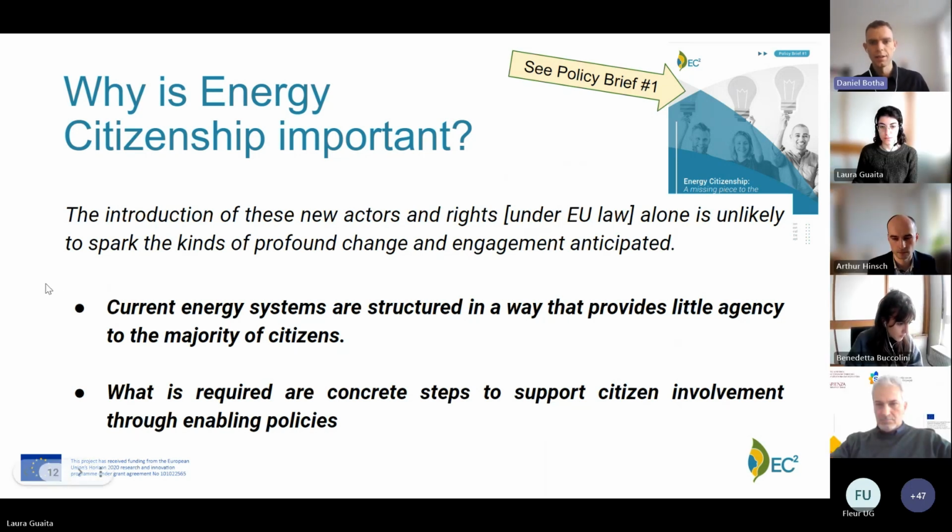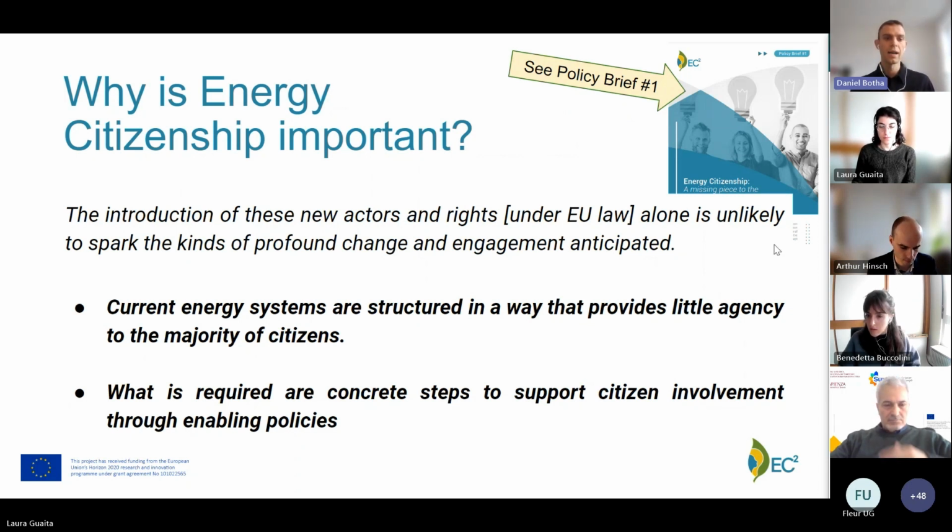Next slide. So why is energy citizenship actually important? There's been a recognition from the EU that the ongoing energy transition will require a significant role for citizens. This has been partly recognized with the addition of a whole new host of actors in EU law, mostly citizen energy communities and renewable energy communities. And then in theory, there are a whole host of new rights that we as the public have in terms of participation, production, access, so basically more active involvement in the energy space.